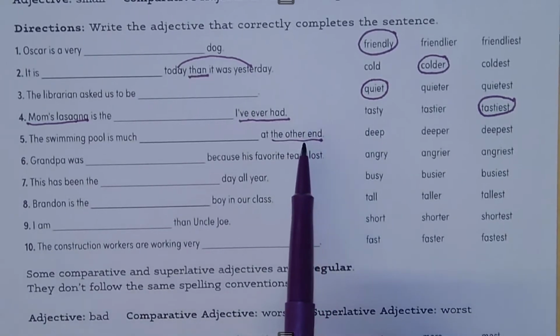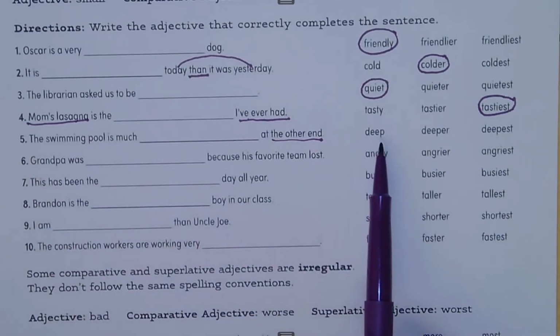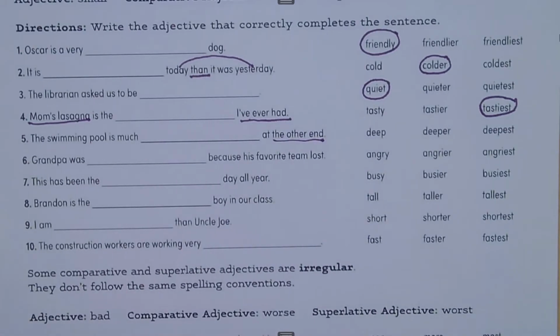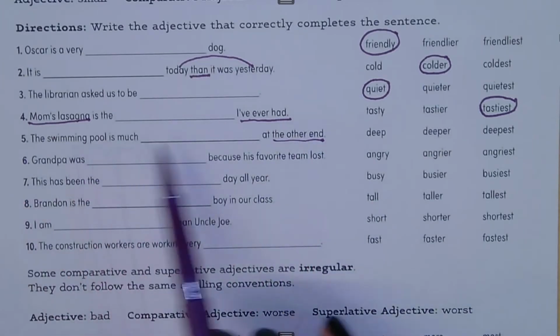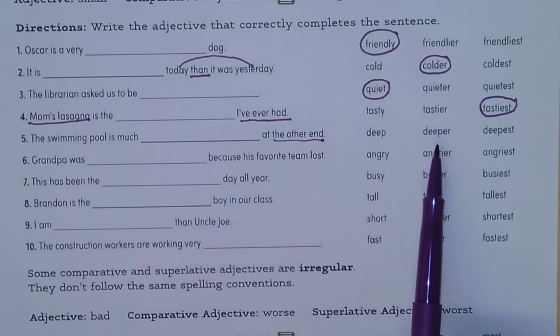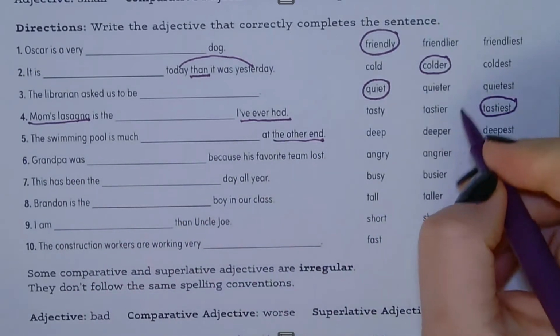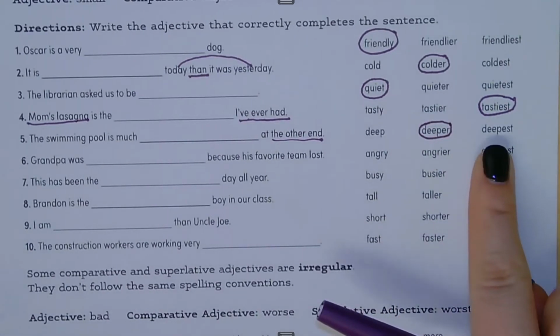And if you're really uncertain, you can try each of the words. So if I tried the regular adjective, the swimming pool is much deep at the other end. Does that make sense? No. I believe I'm comparing 2 things, the 2 ends of the pool. So let's try a comparative adjective. The swimming pool is much deeper at the other end. That does make sense. But just to show you, let's also try the superlative. The swimming pool is much deepest at the other end. That does not make sense.